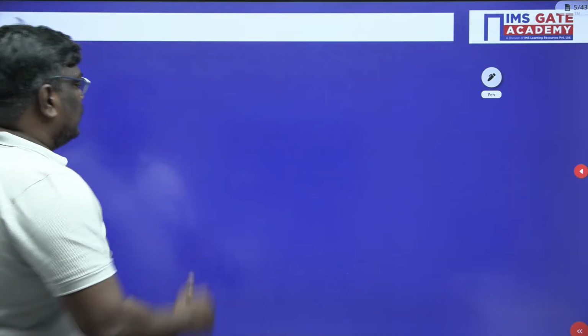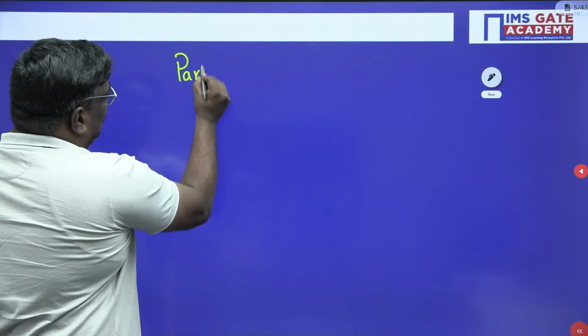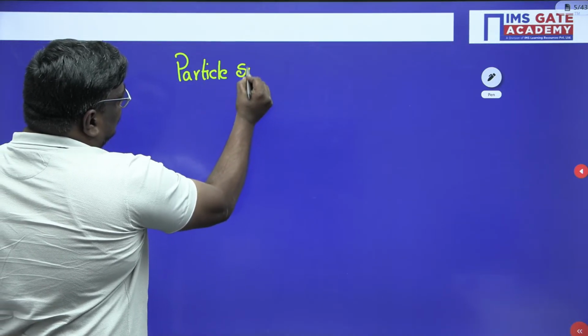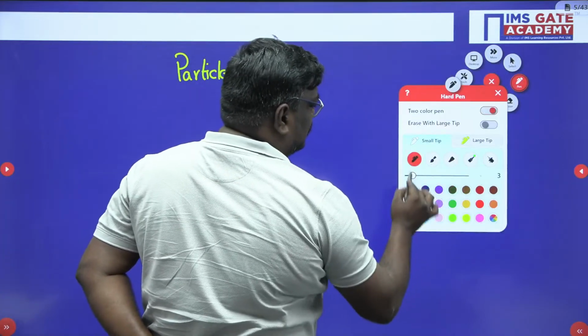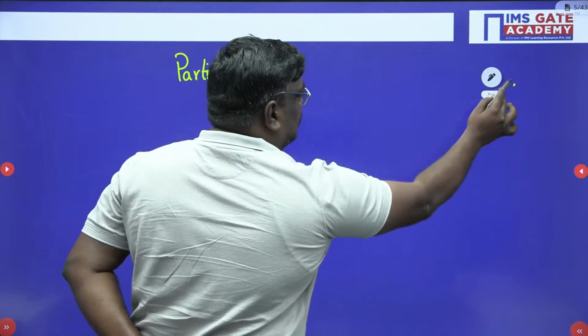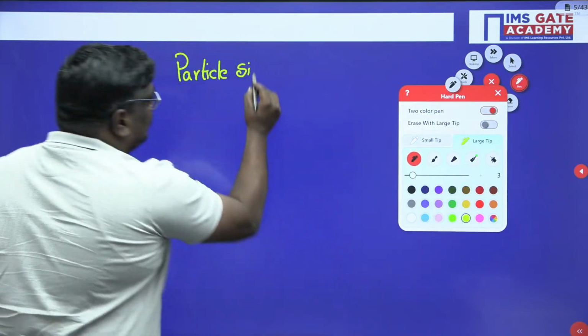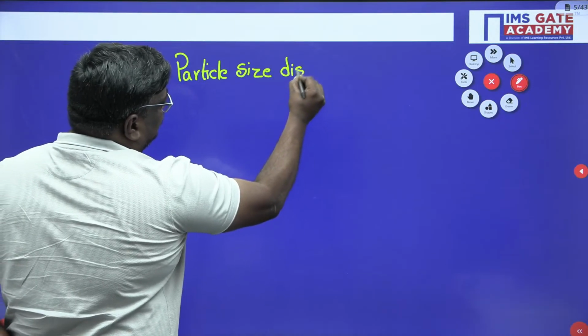here before going to the index properties, let me tell you one important thing. We have a concept called particle size distribution curve.